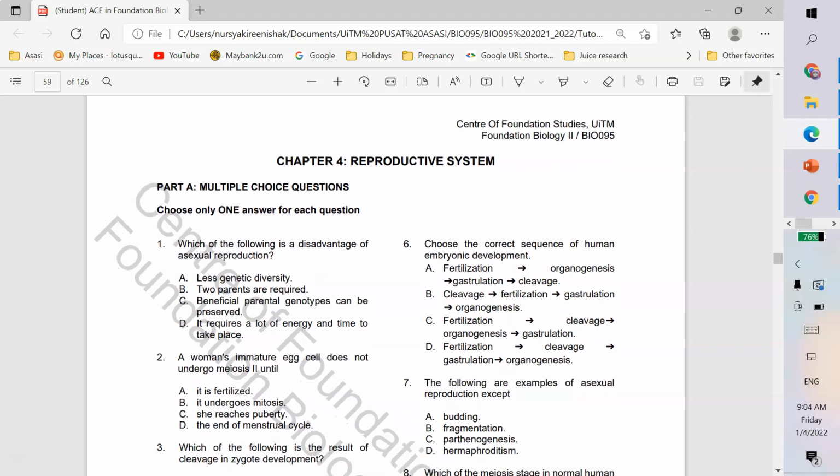Alright, okay. So we are going to discuss chapter 4 on the reproductive system. In this session, we are going to discuss part A, the multiple choice questions. Can the first person please read the question, give us the answer, and include a bit of explanation why you chose that answer. Okay, so Afika, please.